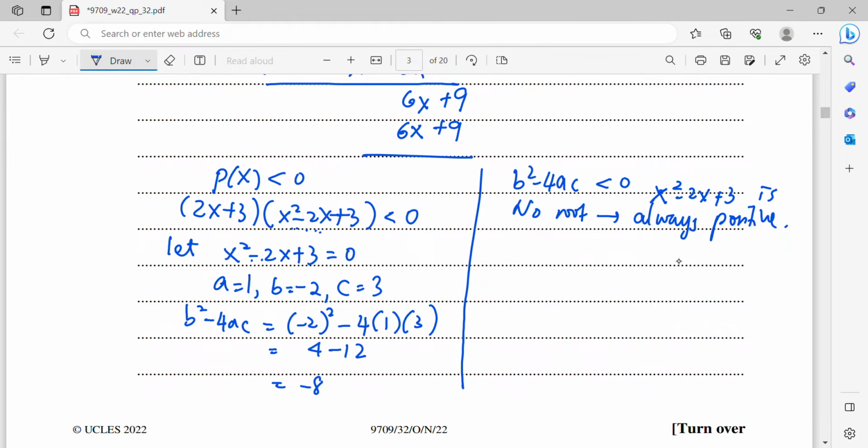Right, so since this quadratic is always positive, now you multiply by 2x plus 3 and it will be less than 0, which means our 2x plus 3 must be less than 0. So at last, the x will be less than negative 3 over 2. Right, so this is how we solve the inequality.